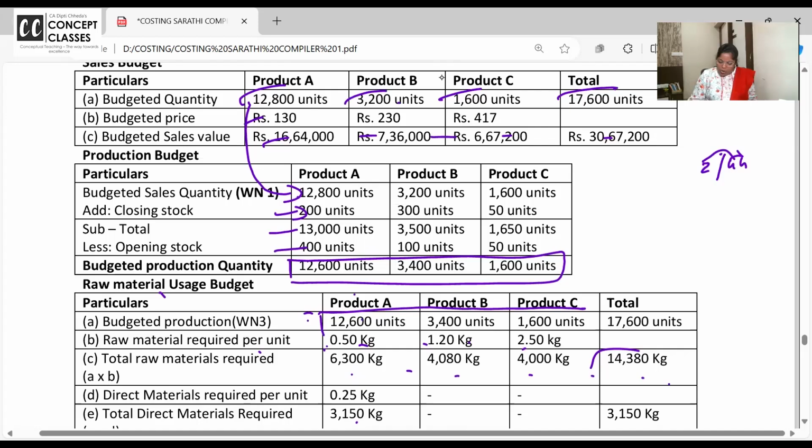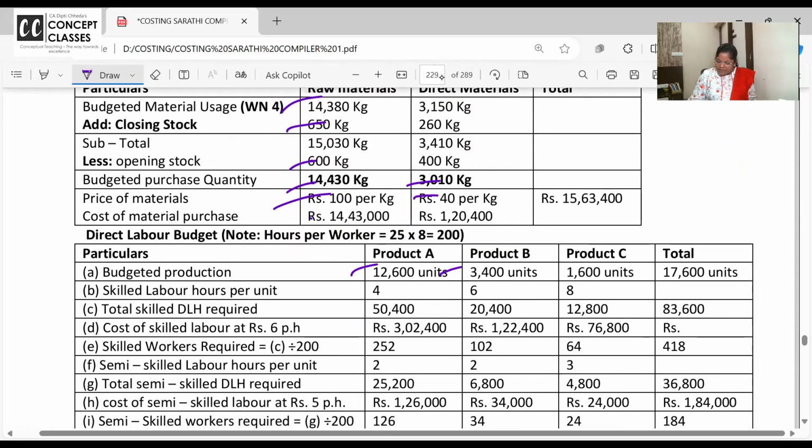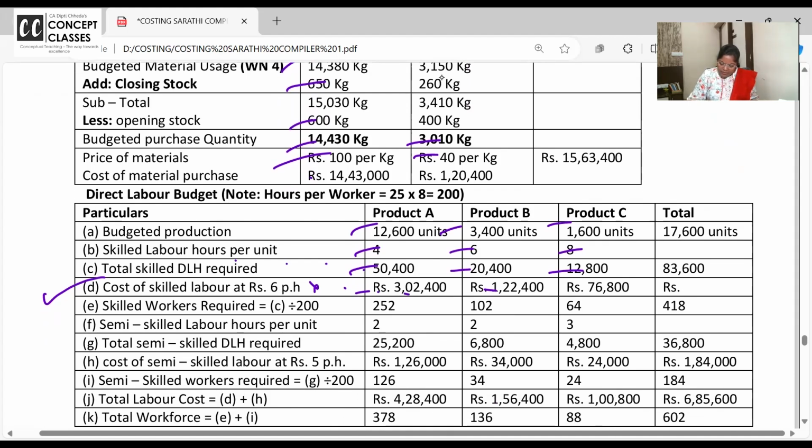Same way labor. How many units you are making? 12,600, 3,400, 1,600. 1 unit requires skilled worker के 4 घंटे. So total hours required. And they are paid 6 per hour. Multiply by 6. So this is your total budget in rupees. ये आ गया एक आंसर. Same way. This is the total budget in rupees.